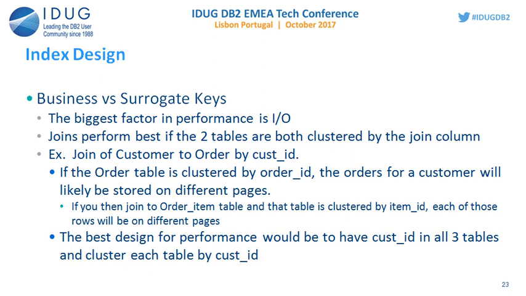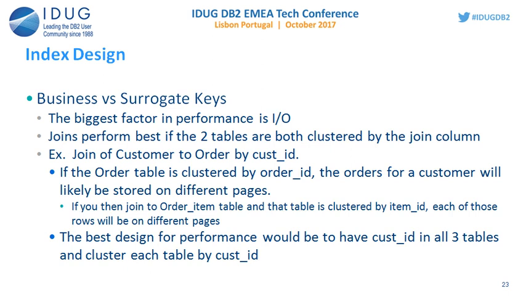The problem is that the biggest factor in performance is I/O. And if you're joining two or more tables, if they're both clustered by the join column, for example customers and orders, all of the orders for the customer are going to be mostly stored near each other. And so if you're trying to read all the orders for a customer, you've got 1 or 2 pages you're going to have to read.